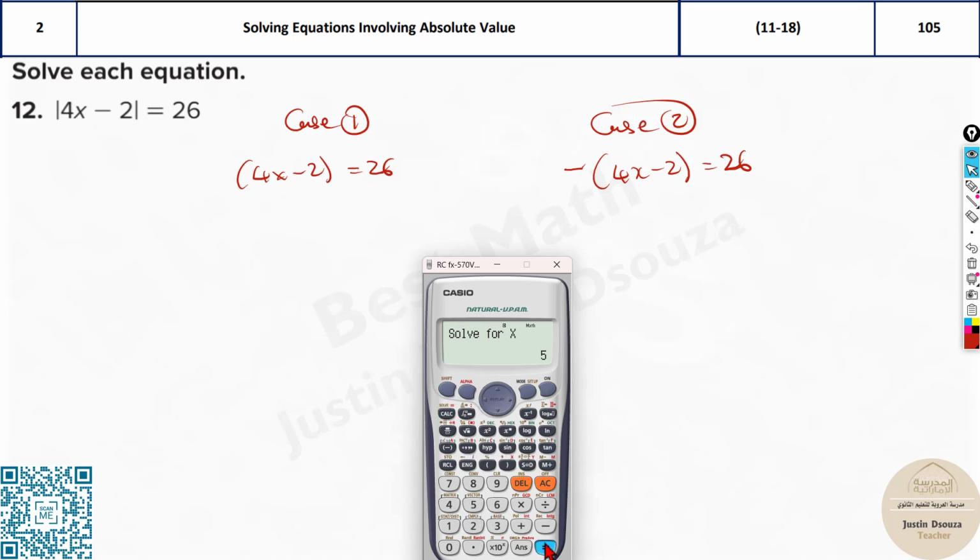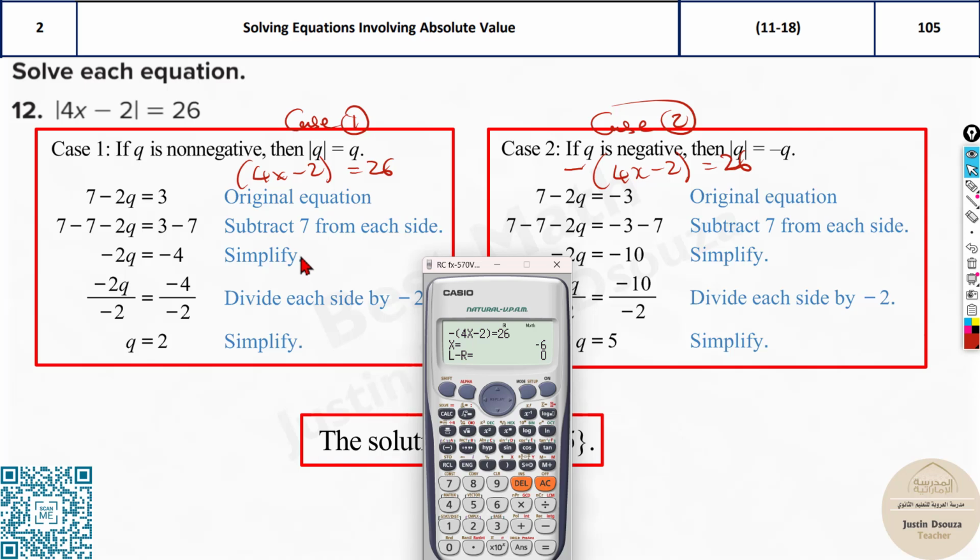Shift and solve. The first answer is 7. Now what about the next answer? Here all you do is minus and press shift and solve. The answer over here is minus 6. So the solution is, now this is wrong. The question is wrong, guys.